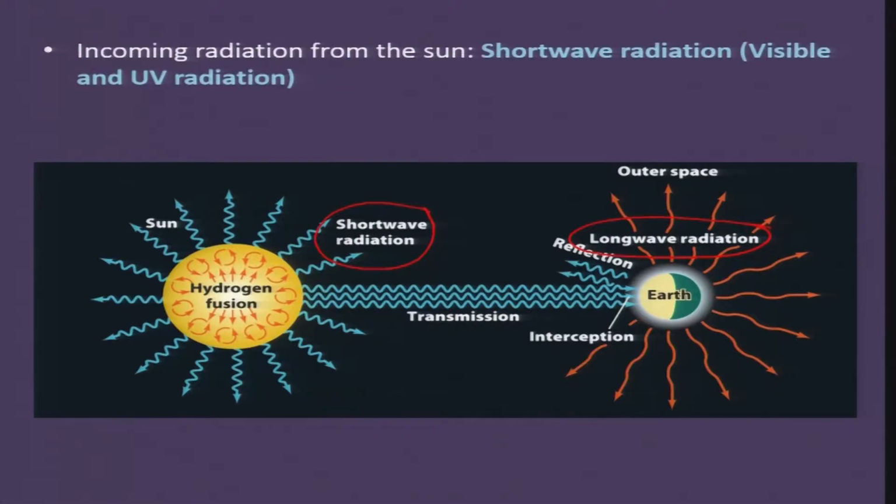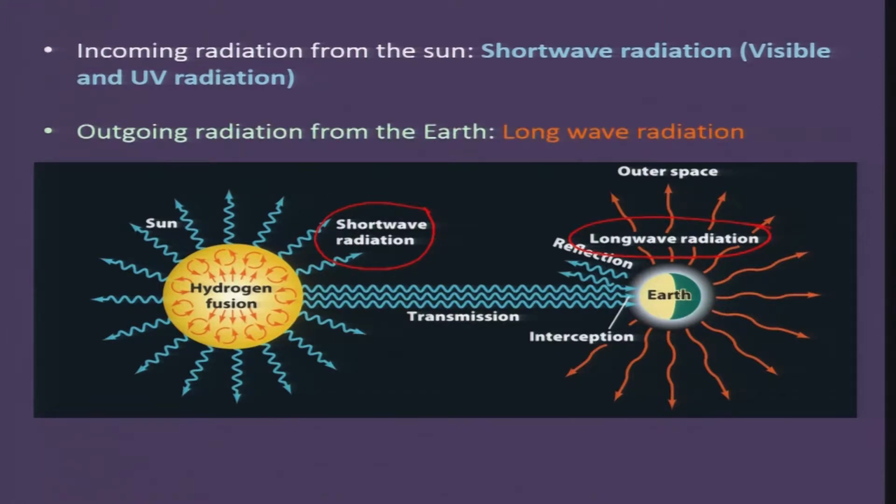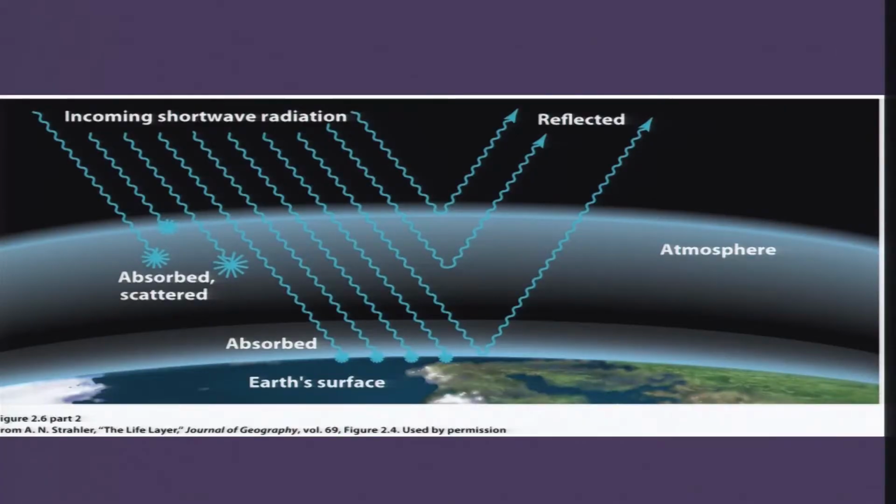So incoming radiation from the sun is a short wave radiation, visible as well as ultraviolet radiation, which comes in. Outgoing radiation is your long wave radiation. So as we were talking about, of the incoming short waves, some will be reflected back from the atmosphere, some will be absorbed within the atmosphere and scattered, and some will be absorbed by the Earth's surface.